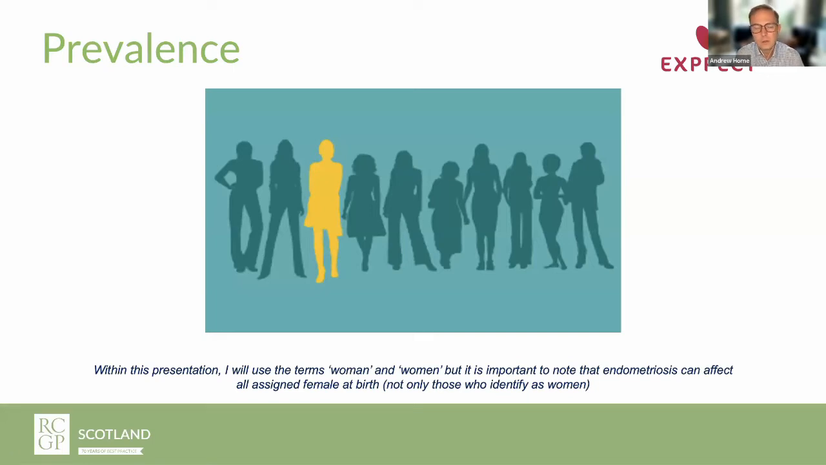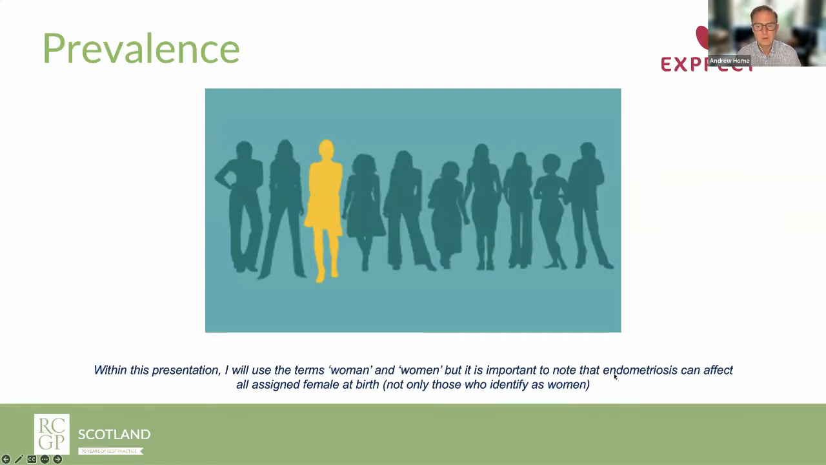Endometriosis, as I'm sure you're all increasingly aware from all the media publicity, is incredibly common. It's as common as diabetes in women. It's said to affect 1 in 10 women and those assigned female at birth. And that equates to around 1.5 million women within the UK, 190 million women worldwide.